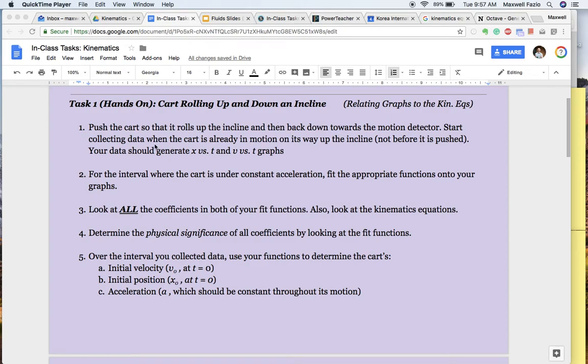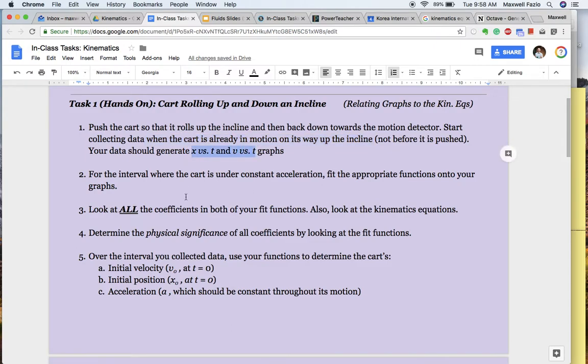All right, so in this task, we're pushing a cart. It's rolling up an incline and back down. The motion detector's at the bottom, and we're collecting data. We're only starting when the cart's already in motion on the way up the incline. And we're looking at these two graphs.